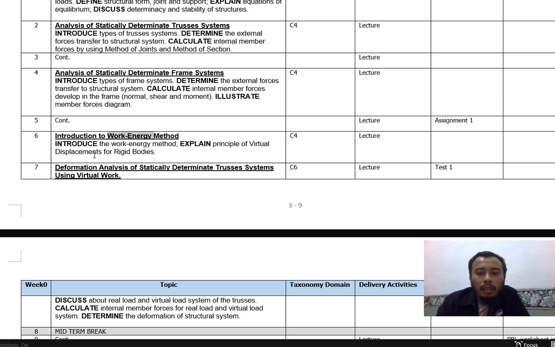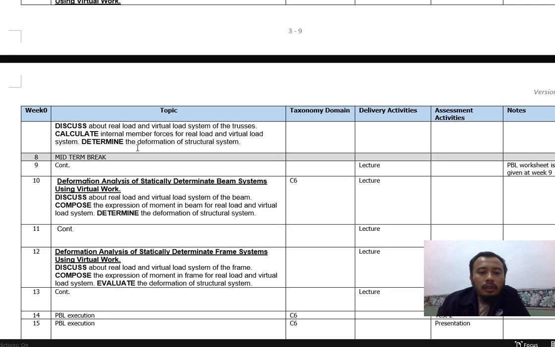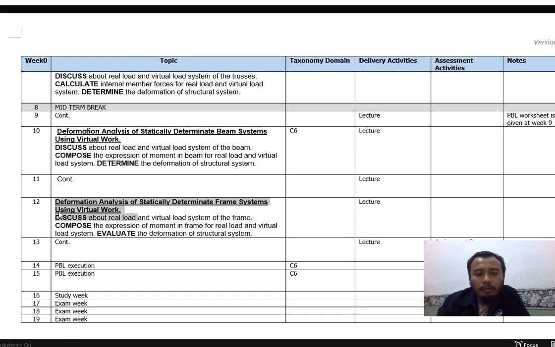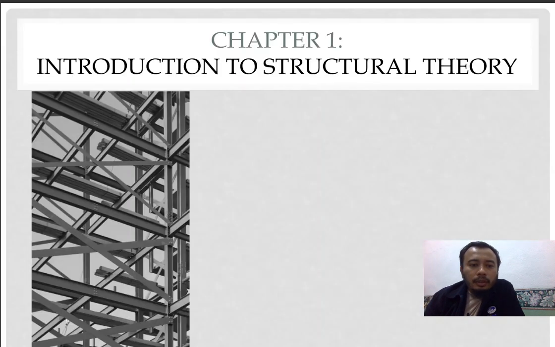to analyze the displacement and the movement of the structure, the deformation. Then we will analyze the deformation of a beam using virtual work and then a frame using virtual work. So that's all the topics contained in this course. So let's start with the first chapter.